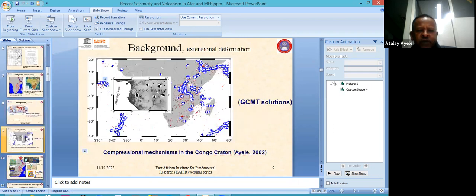The mode of deformation is mostly an active rift, which is extensional deformation, but sometimes you may find thrust faulting in the making, for instance in the Congo region, from a work published in 2000 by Ayele in the Journal of African Earth Science. So it was consistently thrust faulting. Otherwise, the whole East African rift is almost dominated by normal faults.